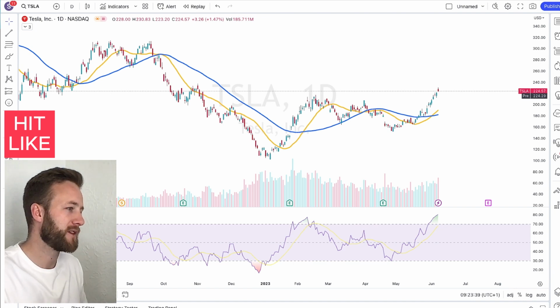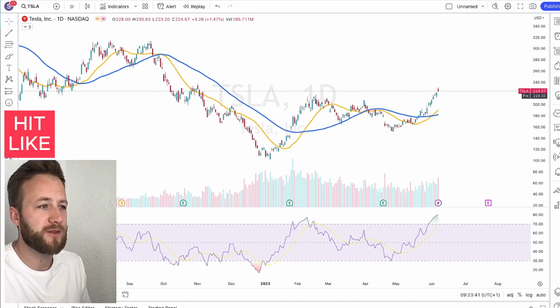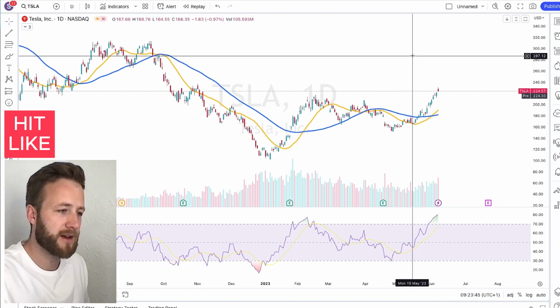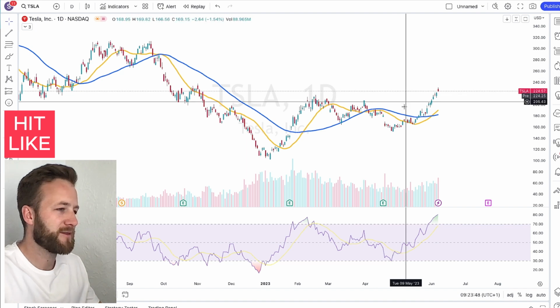So let's jump into the Tesla chart. Obviously, if you're into the stock market, you probably know what Tesla is. And let me just adjust my microphone. There we go. And here we have the Tesla chart.